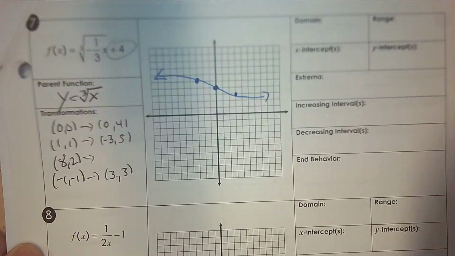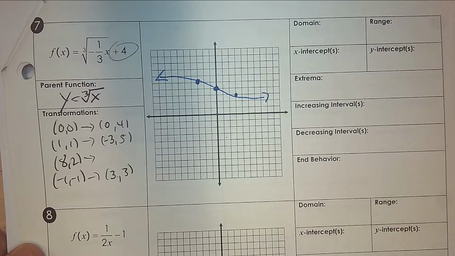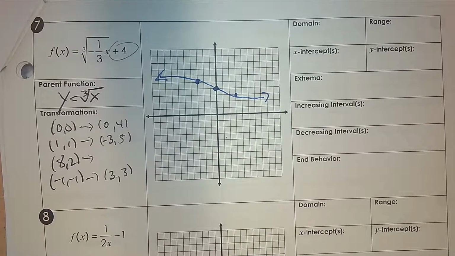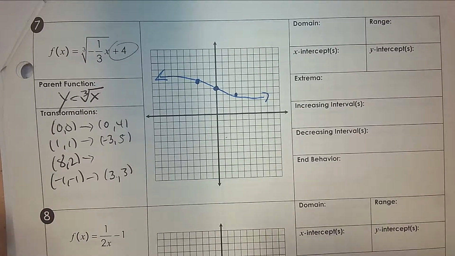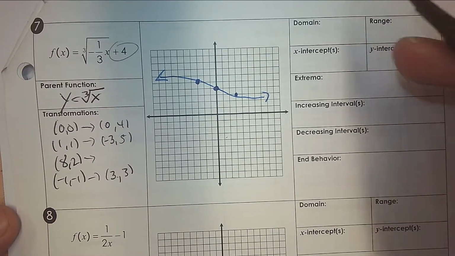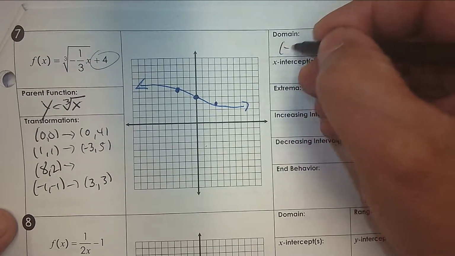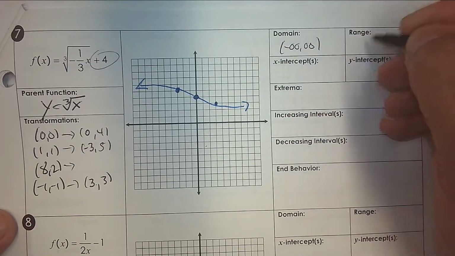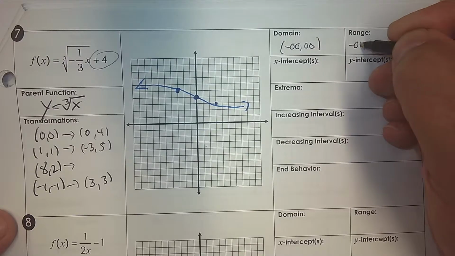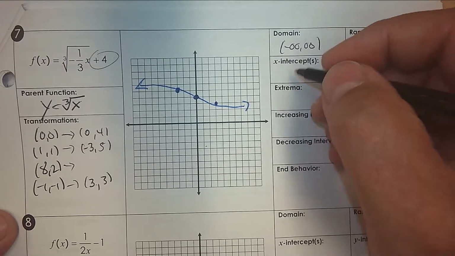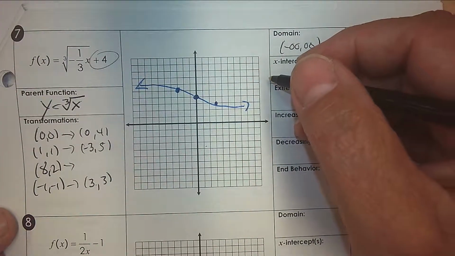A flattened out S. So you can see there's a horizontal stretch, stretched out left and right, make it look a little wider than it would have been before. The domain and range are all real numbers. The x-intercepts, it will have an x-intercept.